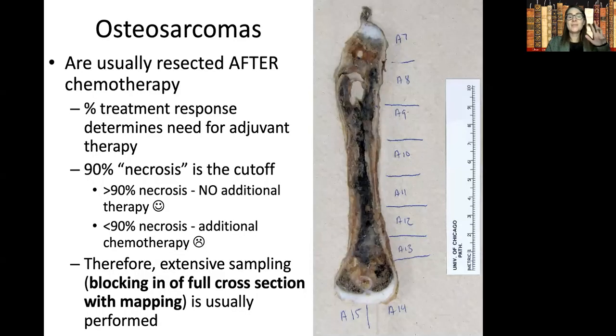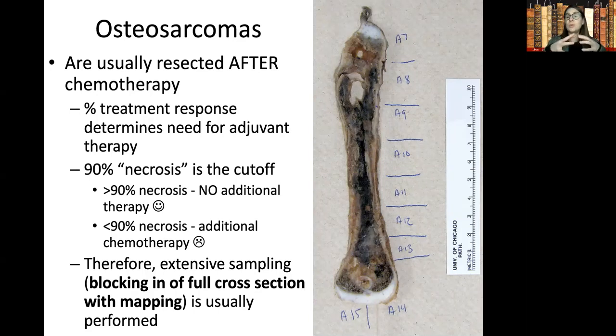Osteosarcomas are usually resected only after chemotherapy in most cases. The percent treatment response is crucial in these cases and determines the need for adjuvant therapy. So 90% necrosis or 90% treatment effect is the cutoff. Greater than 90% treatment effect or necrosis, no additional therapy. Less than 90%, additional therapy.